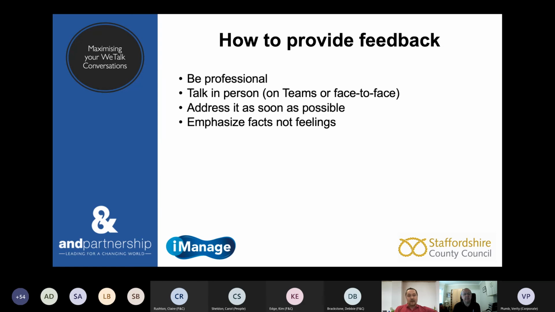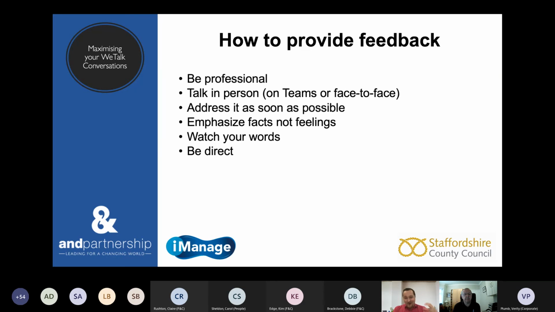Absolutely being professional when you're giving that feedback, I think, is really, really key. Talking in person if you can, but you may well need to talk on Teams. Addressing it as soon as possible. Really key part is nipping it in the bud, that in-the-moment feedback, because if you let it go away and drag on, then it dilutes the impact of the feedback. So addressing it as soon as you can.